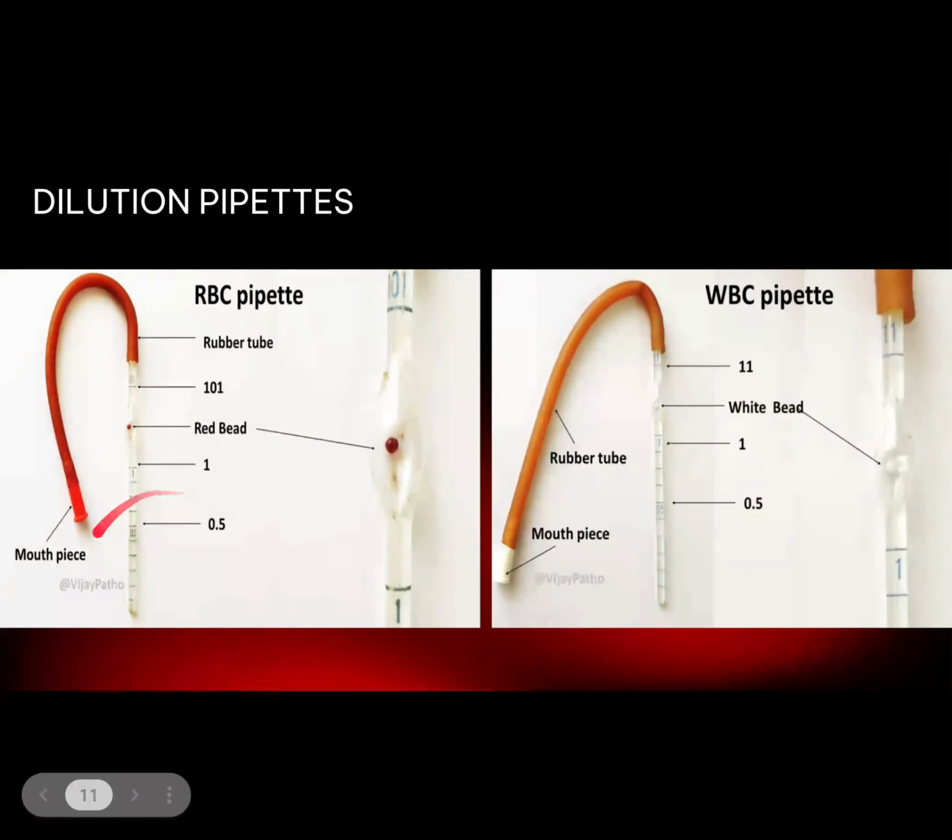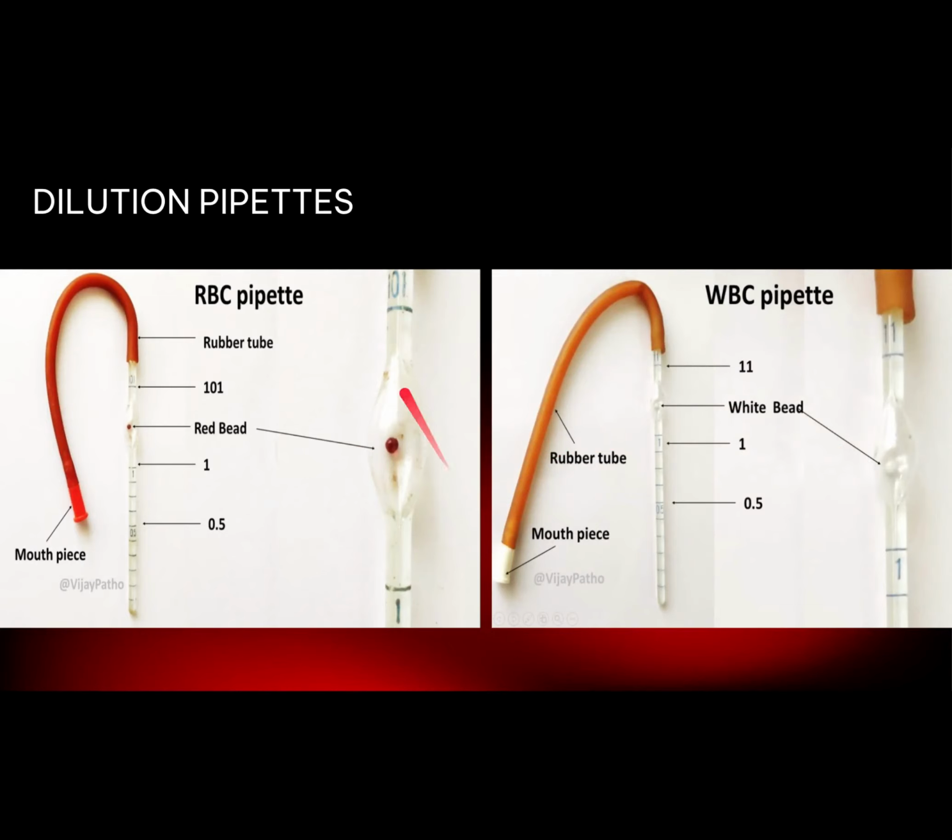And then here, we also have a 0.5 mark, or 0.5 unit, so it is just the same. So the major difference between the RBC and the WBC pipette is the first unit here. This one has a 101 unit, and this one has an 11 unit. And again, we have the red bead and the white bead.